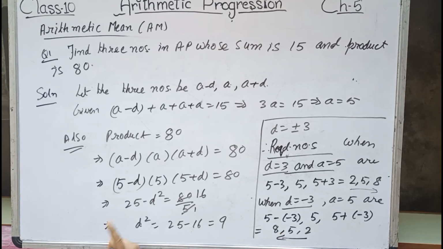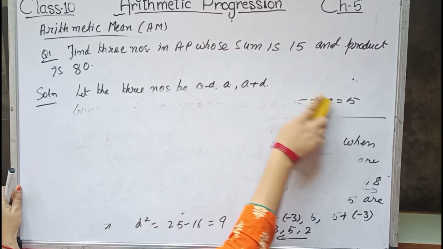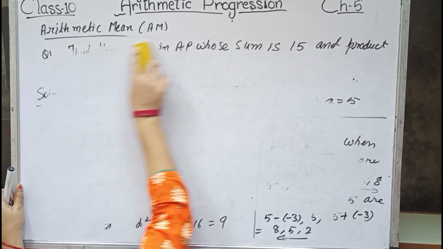So this question actually is not based on arithmetic mean. Let me find out one sum from the arithmetic mean. This sum is based on the supposition of the three numbers.